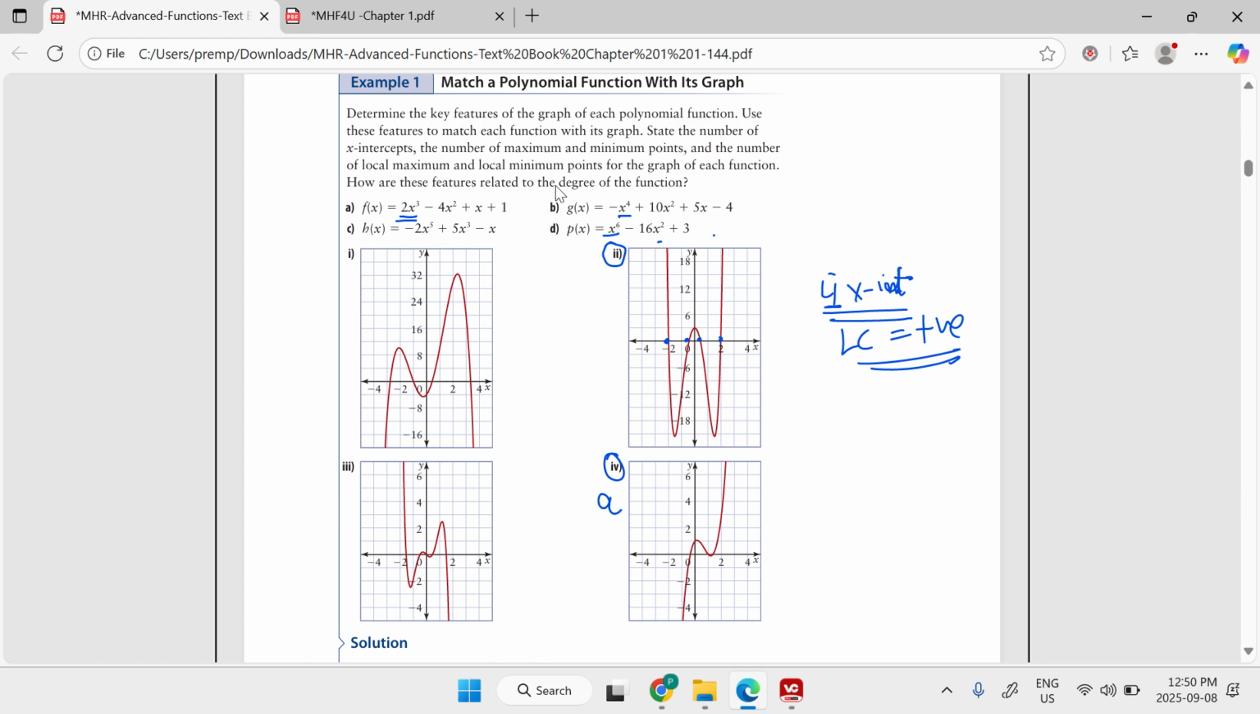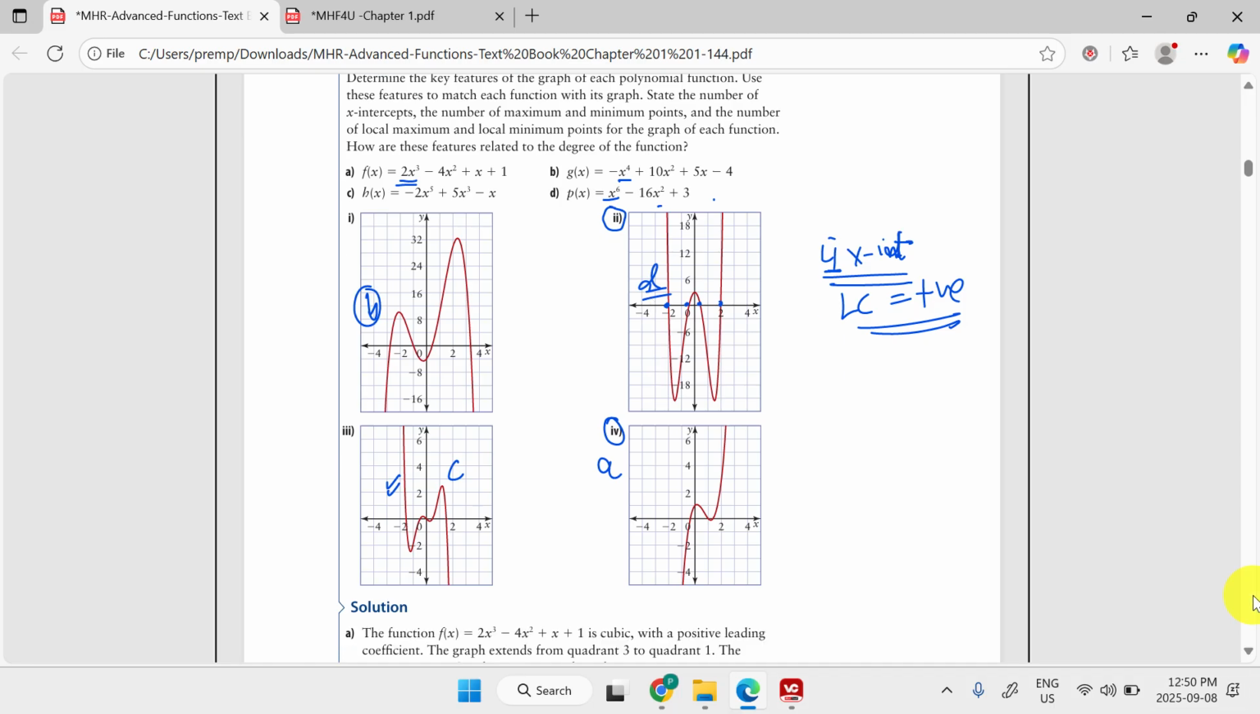Similarly, for B, they are saying the leading coefficient is negative and the degree is even. If I look at that graph, it is here, so I will say this is B. And then you look at C: degree is odd, leading coefficient is positive, that means it will go from quadrant 2 to quadrant 1. So that's your answer here. So this answer is C, and then I think this is the answer for D. So this way you can look at the graph and figure out the values.